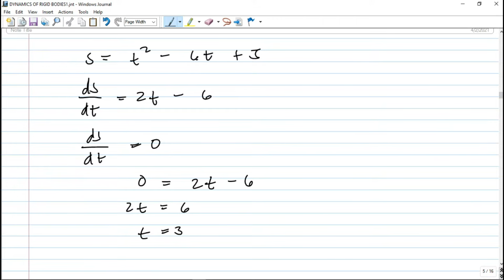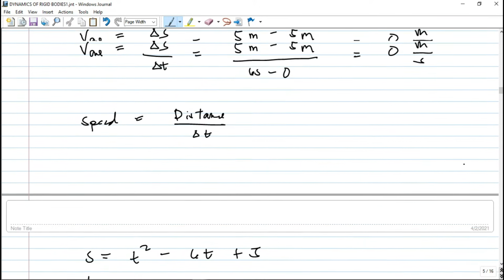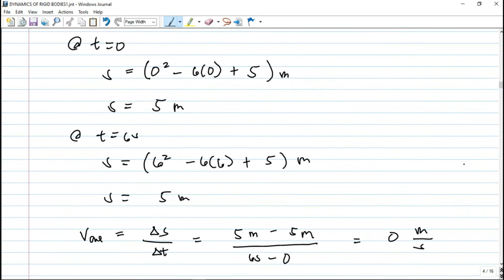So at time equals 3 seconds, this is our origin, and at time 0, the distance is actually 5 meters. That is 5 meters from the origin. So this is at time 0 as we have solved here before. Okay, so at time 0, that is 5 meters.